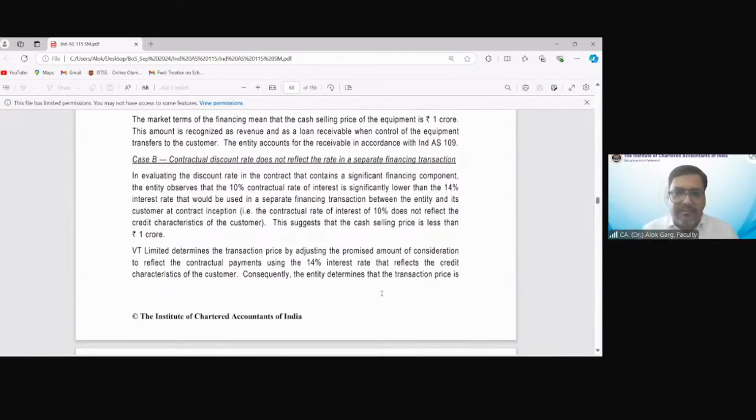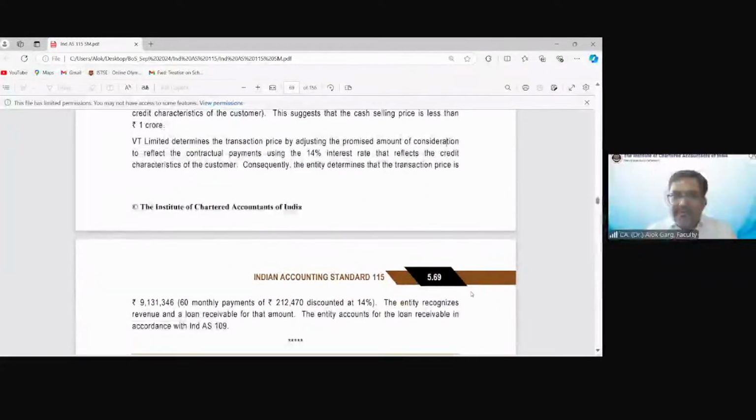What this illustration is saying, in evaluating the discount rate in the contract that contains a significant financing component, let me read the solution of the ICAI study material. The entity observed that the 10% contractual rate is significantly lower than the 14% interest rate. VT Limited determines the transaction price by adjusting the promised amount of consideration to reflect the contractual payment using the 14% interest rate that reflects the credit characteristics of the customer.